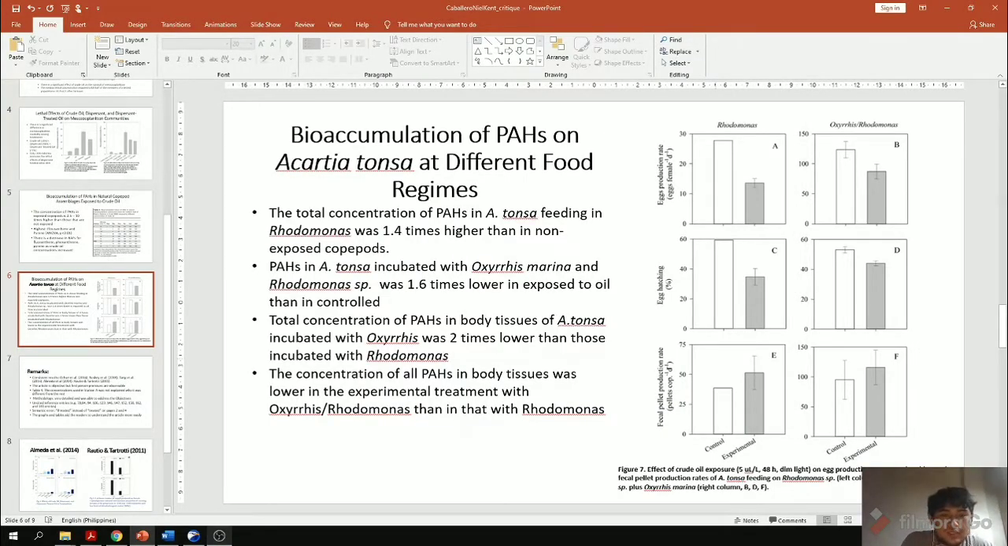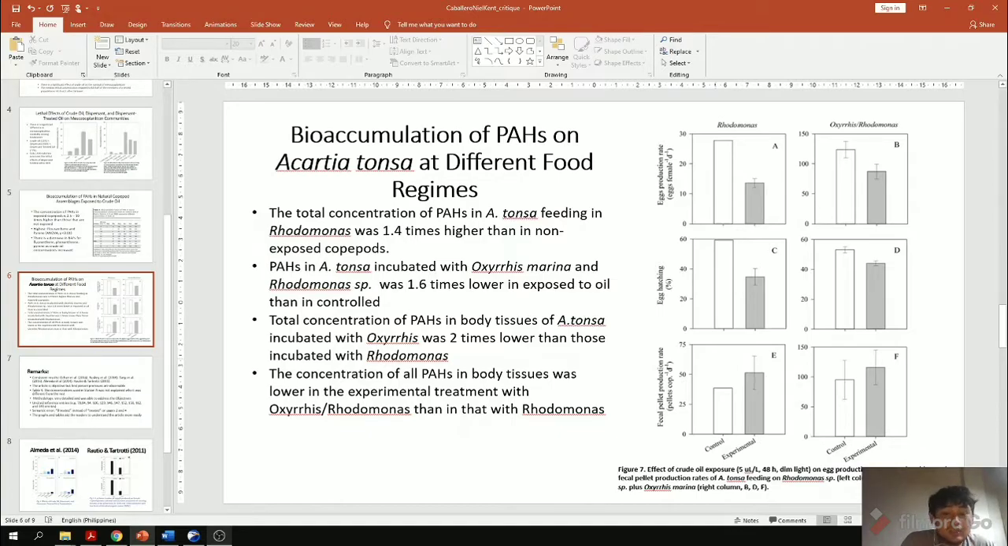Okay, so for the results of this part of the experiment, the total concentration of PAHs in A. tonsa feeding on Rhodomonas alone was 1.4 times higher than in exposed copepods. This is actually expected because your Rhodomonas will absorb the crude oil present in the water, or in the seawater, or in the medium. Your PAH in A. tonsa incubated with Oxyrrhis marina, which is your protozoan phytoplankton, and your Rhodomonas sp. was 1.6 times lower in exposed to oil than in control.